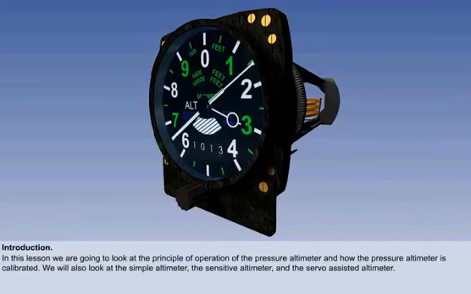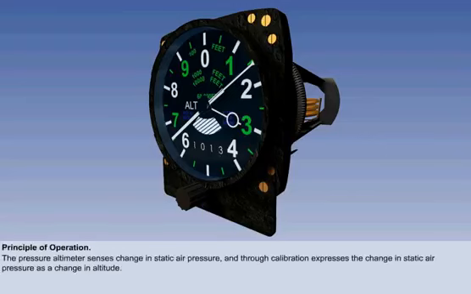In this lesson, we are going to look at the principle of operation of the pressure altimeter and how the pressure altimeter is calibrated. We will also look at the simple altimeter, the sensitive altimeter, and the servo-assisted altimeter. The pressure altimeter can be thought of as a pressure gauge, which senses change in static air pressure, and by means of calibration, expresses the change of static air pressure as a change in altitude.